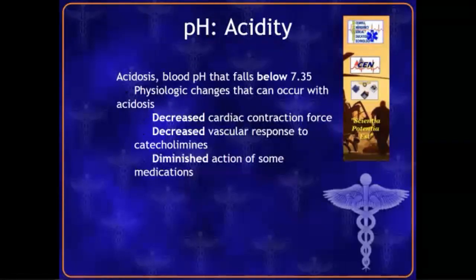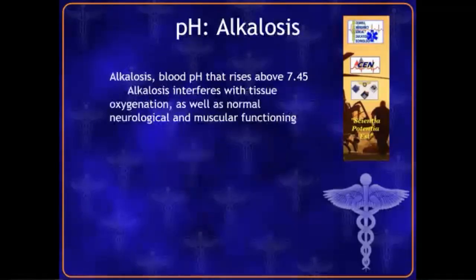Your vascular system also responds a lot less effectively to the circulating catecholamines, things like your epi and norepi that are released during your sympathetic response. The blood vessels don't respond as well when you're acidotic. And then medicines were designed and developed to work in a certain pH range, and if we get acidotic, that alters their metabolism and the effects they're going to have.